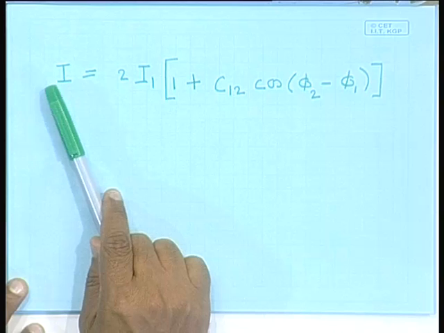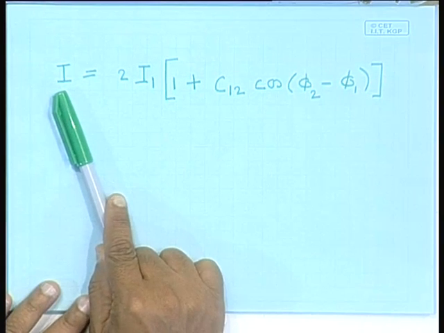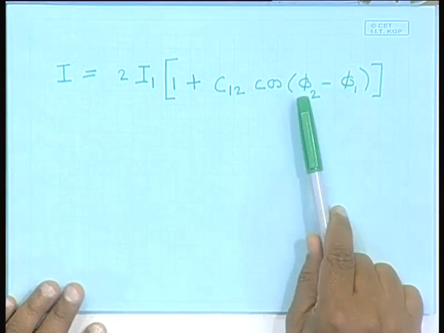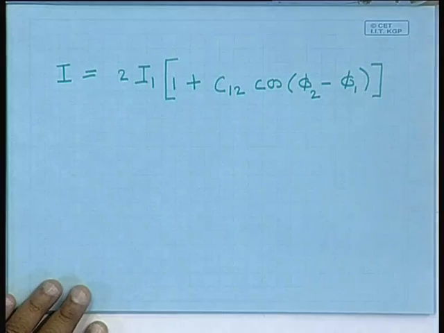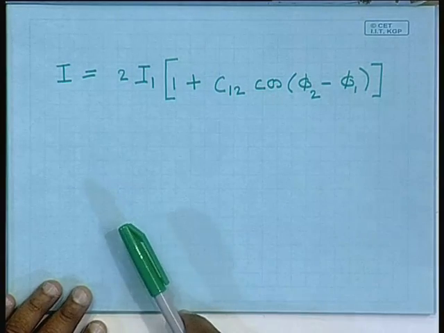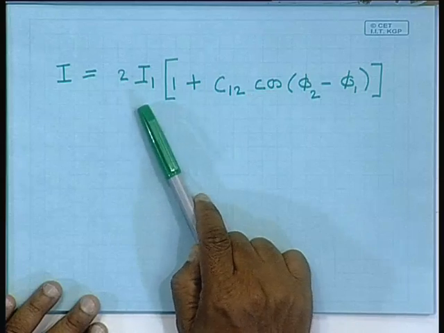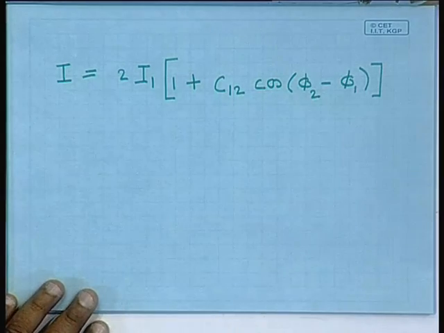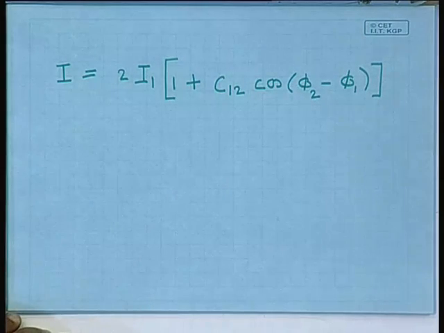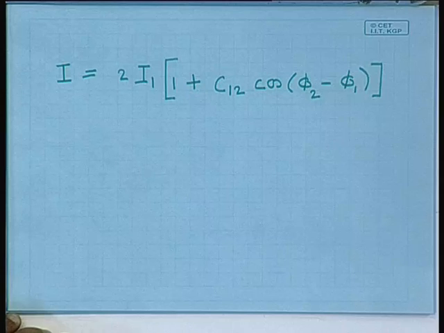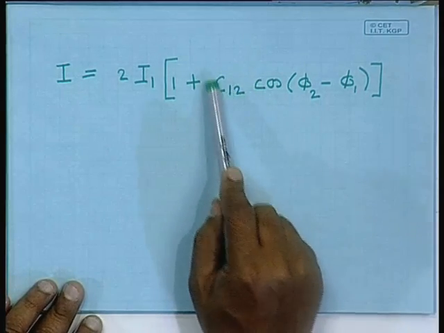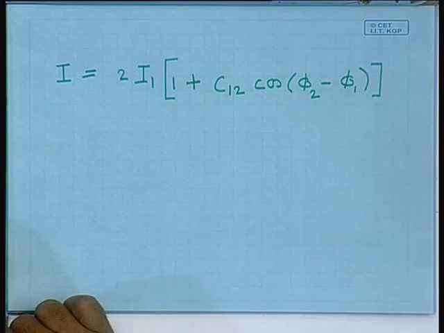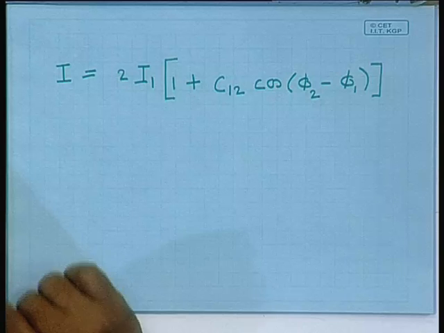This gives me the resultant intensity when I have superposed two waves whose amplitudes are the same, which could have a phase difference phi 2 minus phi 1, and both these waves have a spread in frequency. The consequence of the spread in frequency is now there in this coherence. So, this is the general expression for the intensity when I superpose two waves which are partially coherent. You will now have the degree of coherence over here, C12.